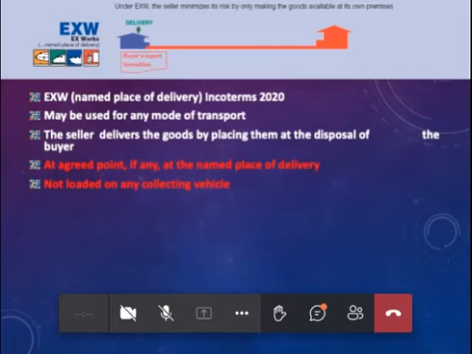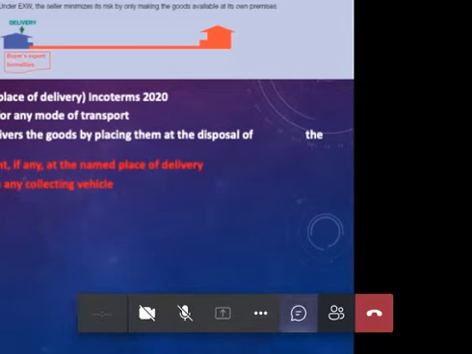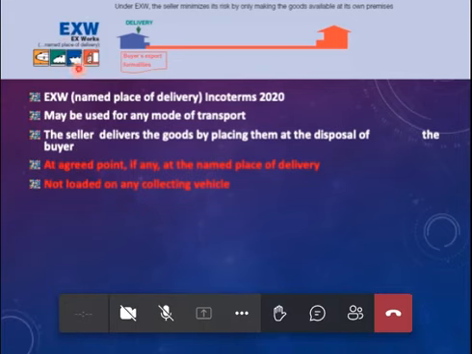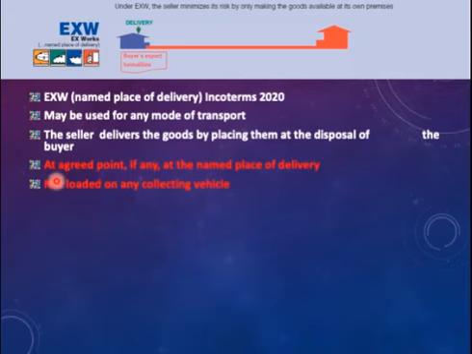Yeah, right, buyer. It's the means of transport by the buyer. So, for EXW, the seller just prepares the goods according to the contract and places them at the disposal of the buyer at the seller's premises, not loaded on any collecting vehicles. The seller doesn't have to load the goods onto any vehicle.